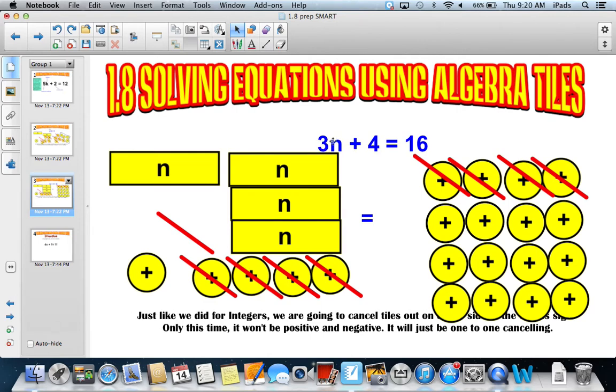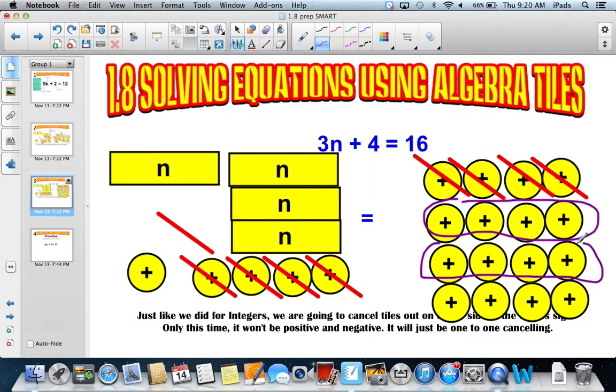Now we're left with the 3 n's, and that leaves us with 1, 2, 3, 4, 5, 6, 7, 8, 9, 10, 11, 12. So now 3n equals 12. So if we have 3 n's over here, that means we have to break what's left down into 3 groups over here. And if we look at it, that gives us one group of 4, a second group of 4, and a third group of 4. So 3 n's, 3 groups of 4. That means that each n is equal to 4.